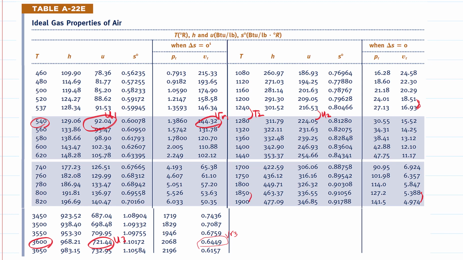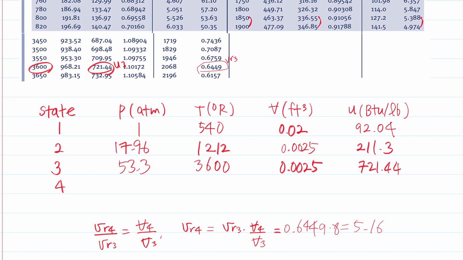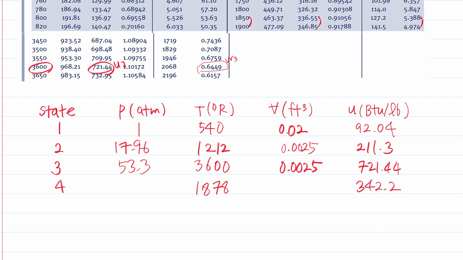So the temperature is between these two, and the internal energy is between these two. So we can determine the temperature and the internal energy at state 4. Doing the interpolation, temperature is 1878, internal energy is 342.2. And V1 equals V4. So the volume at state 4 is 0.02 cubic feet.